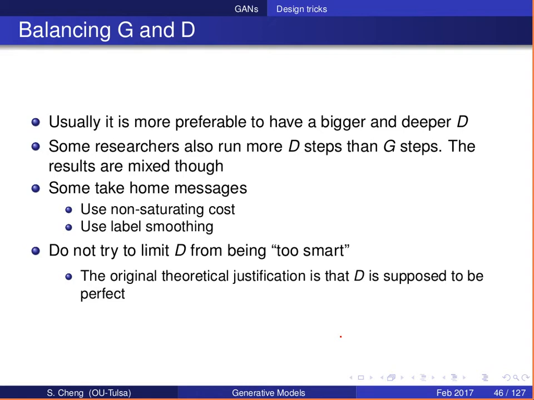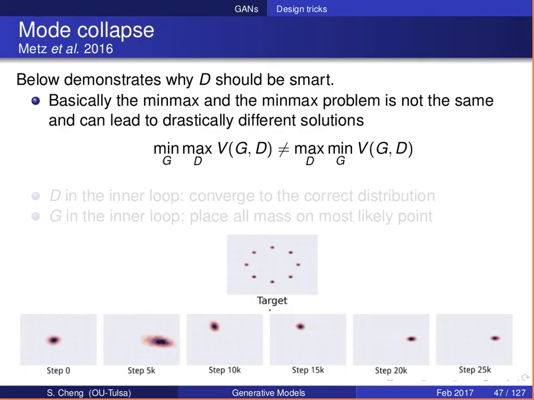Yeah, I already mentioned that there's some label moving. Okay, let me give an example here to show why D is supposed to be smart. Let's assume both discriminator and generator use the same cost function, therefore it's exactly a minimax problem here. And note that for a minimax problem, min max is not the same as max min. In general, they don't have the same solution.